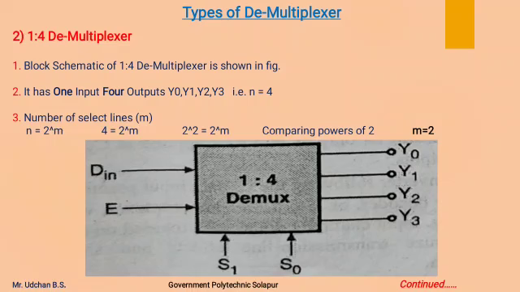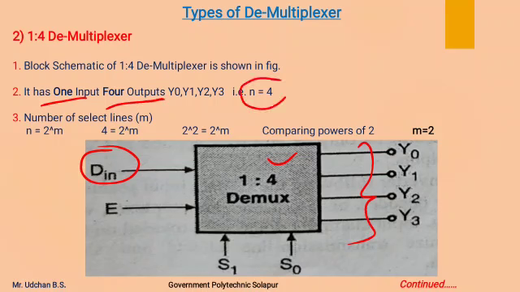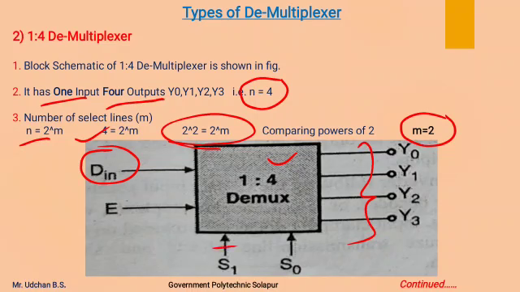Next we will see a 1:4 demultiplexer. Block schematic is shown in the figure, which is having a single input and 4 outputs. These are the 4 outputs: Y0, Y1, Y2, Y3. Therefore value of n will be 4, and number of select lines can be calculated from the number of output lines using this formula, n is equal to 2 raised to m. So putting the value of n into this equation, we get number of select lines as 2.